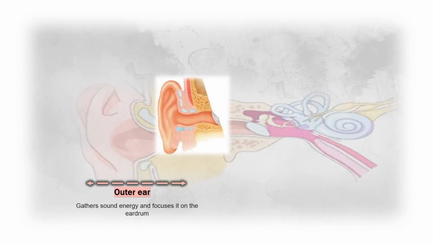The outer ear gathers sound energy and focuses it on the eardrum. It's made up of two parts. The first part is the pinna, also known as the auricle, the visible projecting portion of the ear. The second part is the auditory canal, the pathway running from the outer ear to the eardrum.